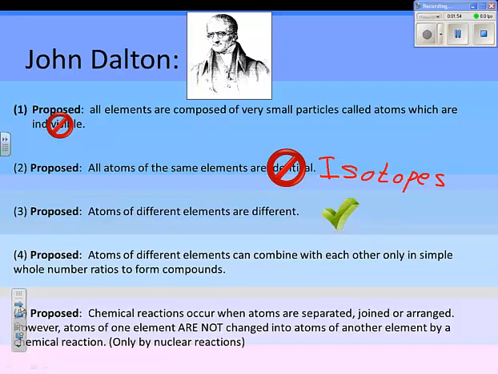Number 4, atoms of different elements can combine with each other, but only in simple whole number ratios to form compounds. That sounds good, and yeah. So number 5, chemical reactions occur when atoms are separated, joined, or arranged. However, atoms of one element are not changed into atoms of another element by chemical reaction. We know that that does happen with a nuclear reaction, but this is chemistry, not nuclear chemistry, so that is correct under the assumption that we understand nuclear reactions. So those are his 5. You do need to know each one, and need to know that number 1 is wrong because they're not indivisible. Number 2 is wrong because they're not identical, because those isotopes exist.